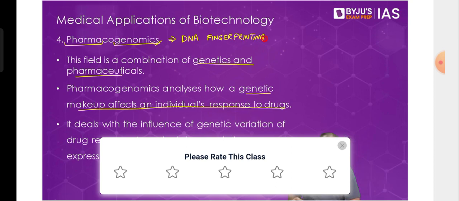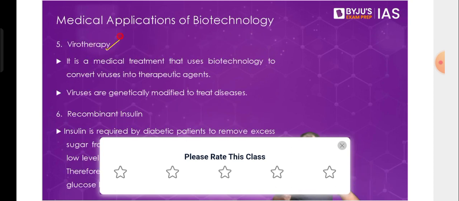DNA fingerprinting becomes a very crucial part of this. All right, so this is basically what we look at when it comes to medical applications. A couple more: for example, there is something called virotherapy. If you break down the word, it is virus plus therapy. Whenever you are using a virus, whether to make an antiviral drug or a vaccine, in all these cases, wherever you are making use of a virus in one way or the other, it is called virotherapy.